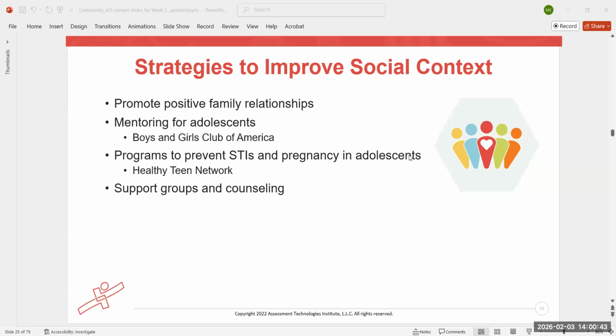And then also ensuring that there's availability of support groups and counseling. And if patients find themselves in a time of crisis, do they also have access to emergency housing, financial assistance, and support for each of those needs if possible.